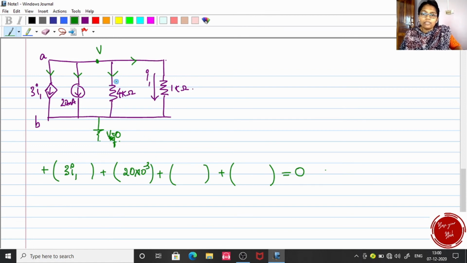And here the current value is unknown, but we know that voltage divided by resistance is equal to current. So what is the voltage across this particular 4K? Current is traveling from upside to downside, so upper potential minus lower potential, that is, the upper potential is V. So V minus the lower potential, which is 0. So V minus 0 by 4K, 4 into 10 raised to 3. And for this part also, the current is given as I1. I1 is the current which is given in the question itself.